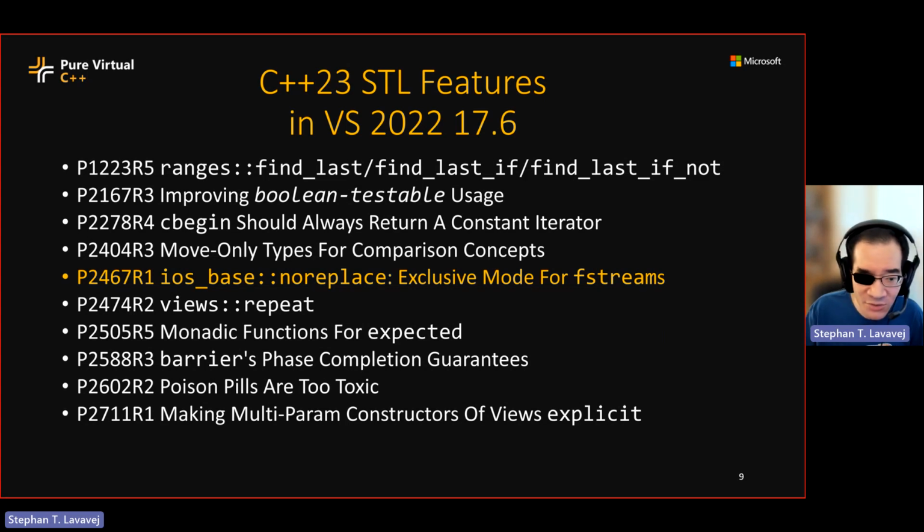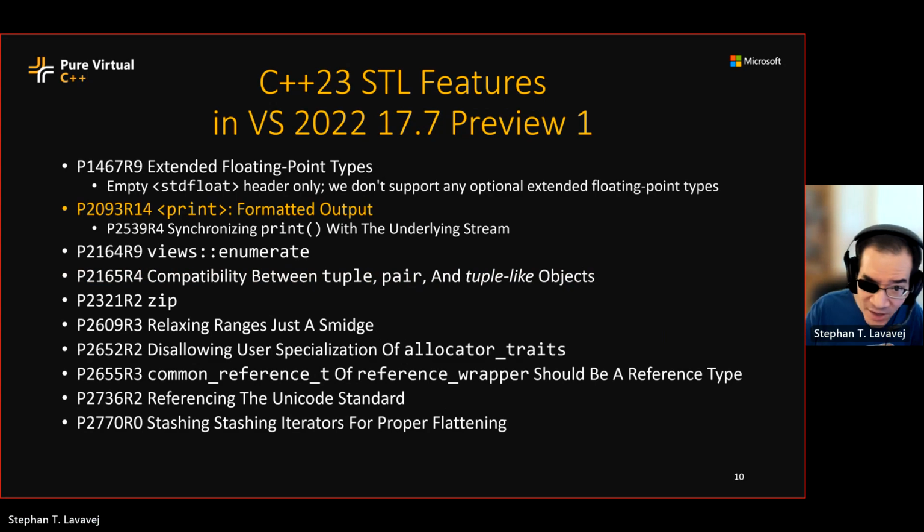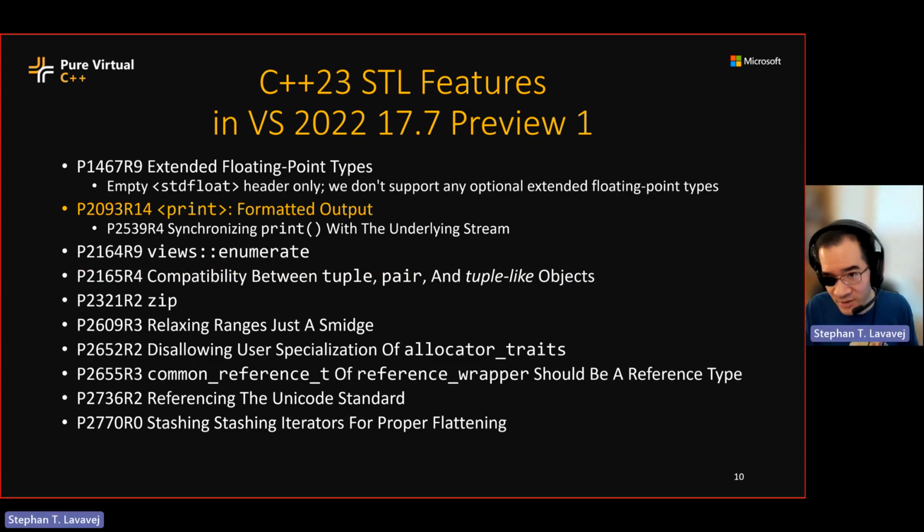Some slight improvements to the barrier specification and poison pills for argument dependent lookup in ranges, and a small tweak to views that helps improve their safety. So finally, the current preview release, which will be production at some point in the future, although we can't say when, has a fair number of C++23 features in it.